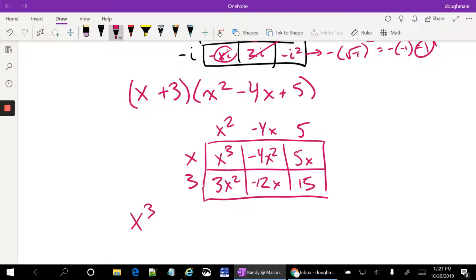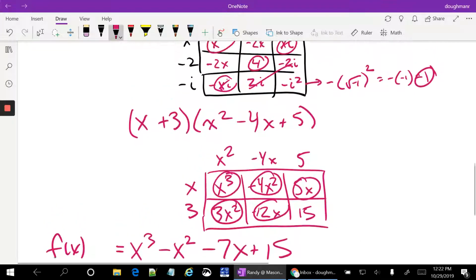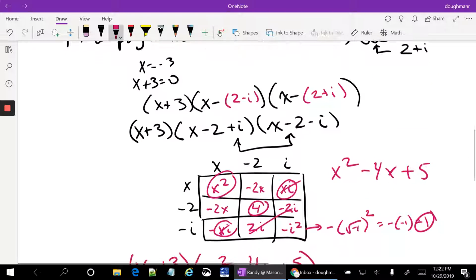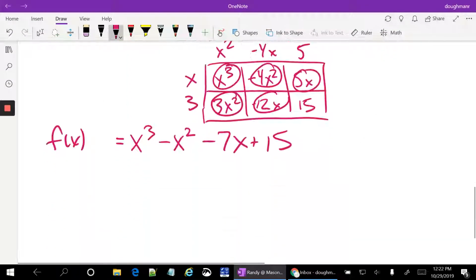So that leaves me with x cubed. Negative 4x squared and a positive 3x squared is minus x squared. So I've got those taken care of. Negative 12x plus 5x is a negative 7x, plus 15. And that's my function. Note it's a third degree function, and I have 3 zeros. Done.